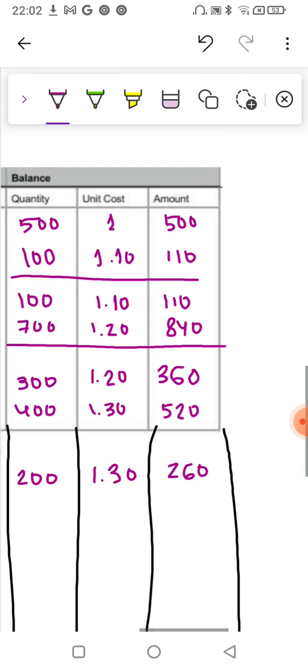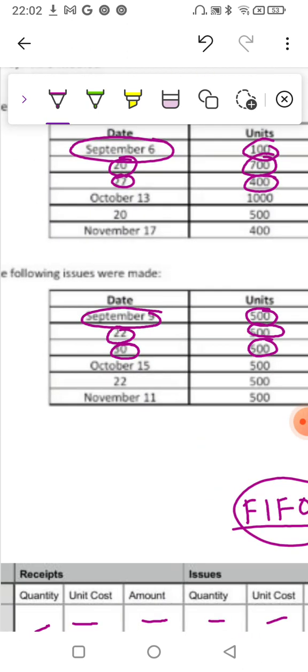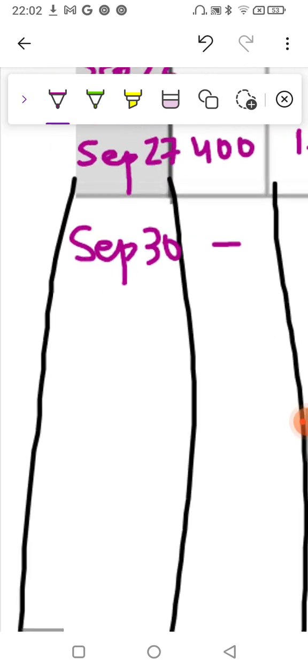Now, the September month is done. We will move to October. October 13 comes first. So we are going to write the date October 13.